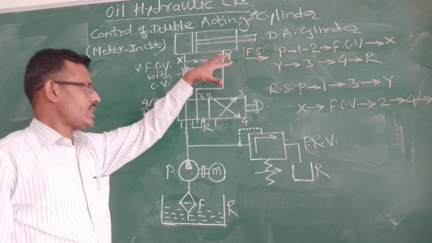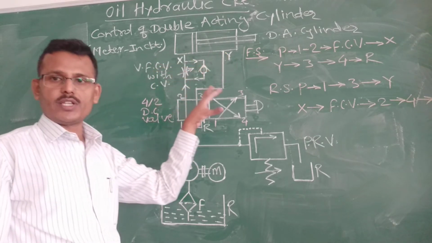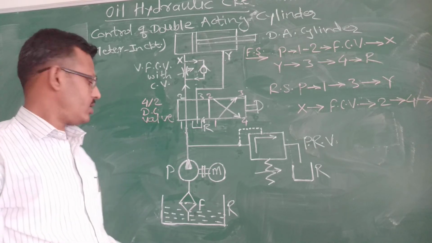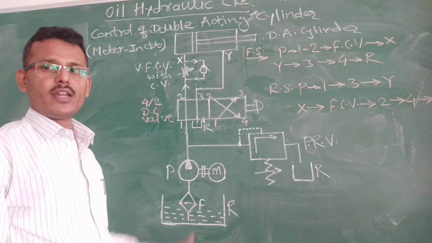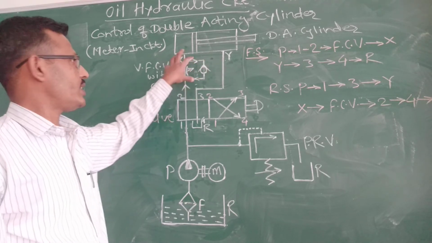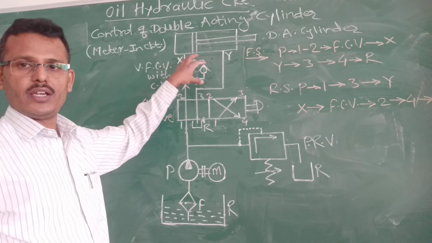Okay, so this is about the element or part of this hydraulic circuit. Now we will discuss its working, how we can control the speed of the actuator with the help of this variable flow control valve and check valve.